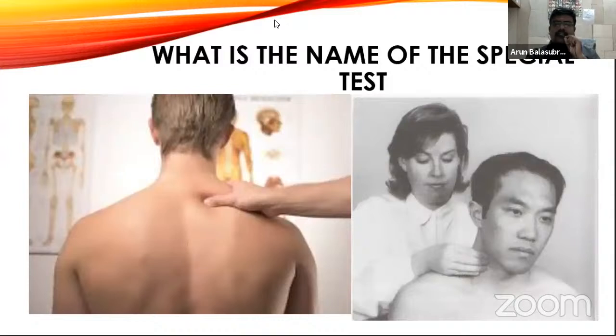This is called the brachial plexus compression test, where the examiner has to compress the brachial plexus on the lateral side of the neck and identify if the patient is having any brachial plexus symptoms. Right? Although this test is not commonly used, it is one of the common tests.